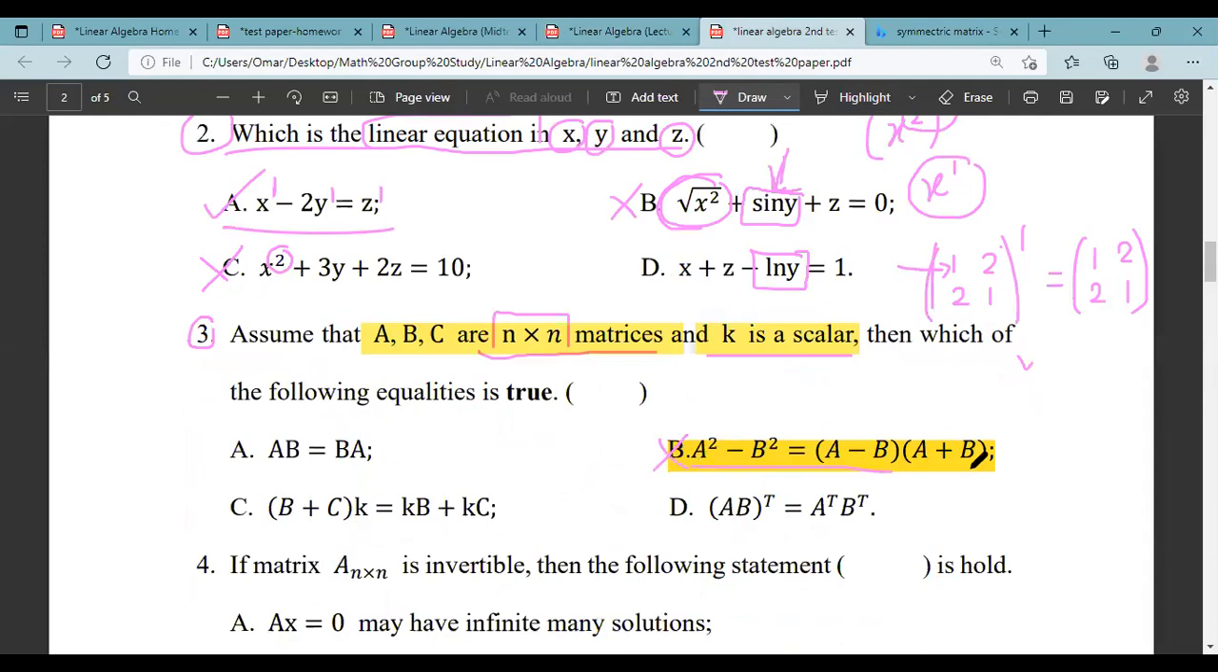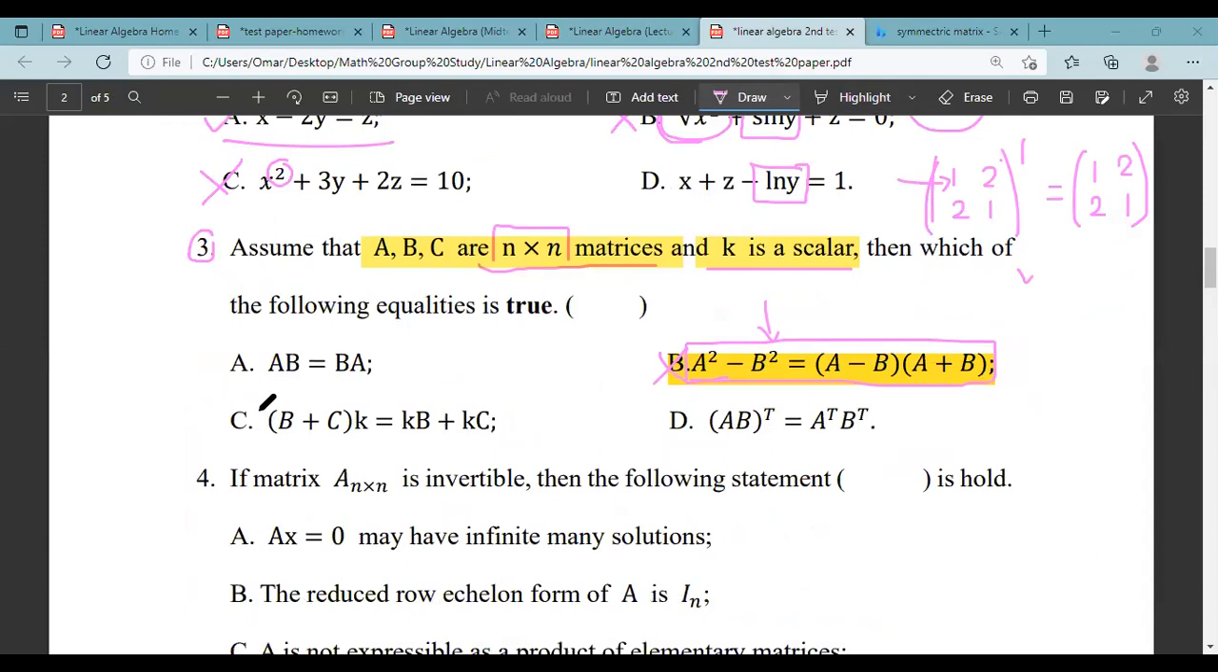Although this is an algebraic formula, the most common algebraic formula, for vectors we cannot write it this way. Okay, guys. So for C we have b plus c multiply k and k. So if you multiply this constant with b and c, it is okay. For vectors you can multiply any constant with 2 vectors, so they will remain the same. So the correct answer is C.